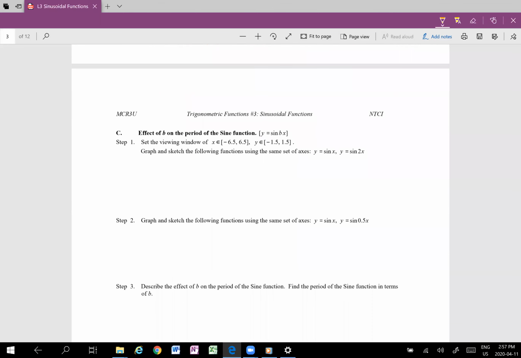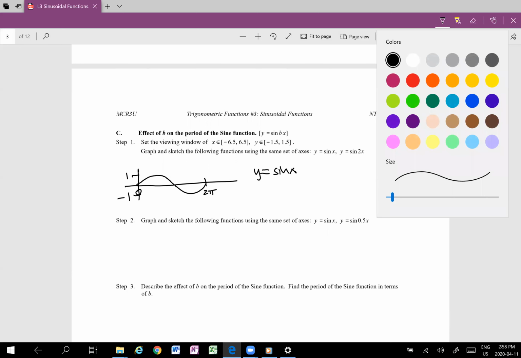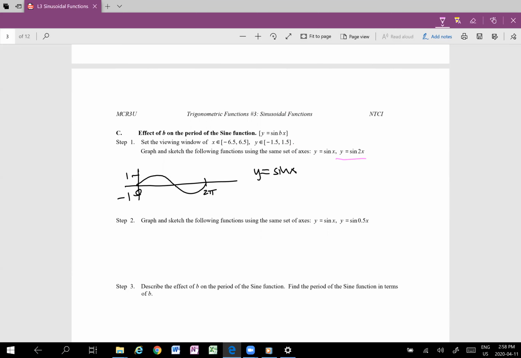How about B? Effect of B on the period of the sine graph, y equals sine bx. So in this case, what we're going to do is 2 of them. And again in black, that's y equals sine x. That's my sketch, just to make sure it was okay. And we're going to use radians here, if that's all right. So 0 to 2 pi. The amplitudes, the maximum don't really matter, but let's do some things properly. So that was y equals sine x. So this is now y equals sine 2x. So the b value is 2.